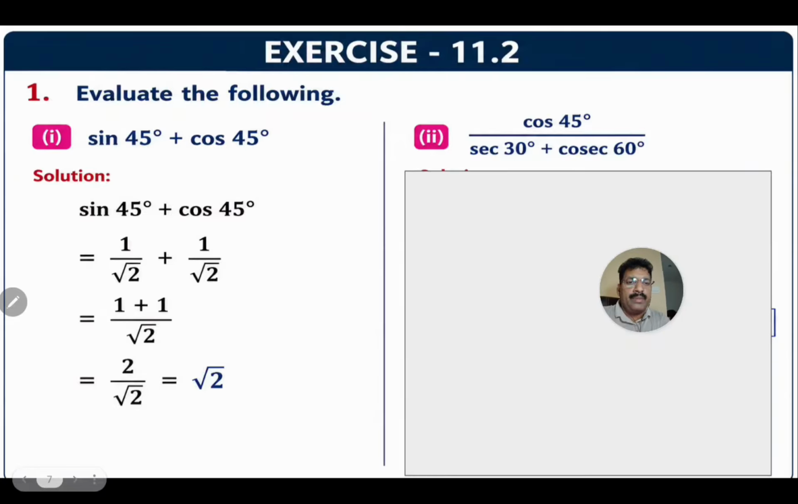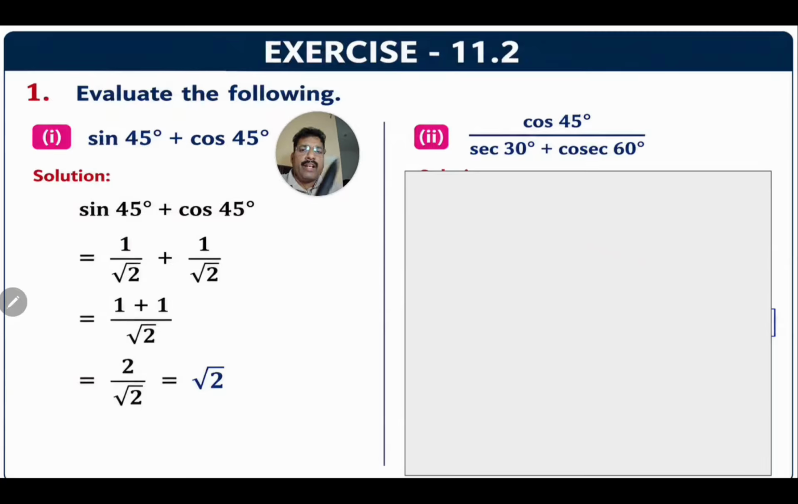The second question, if you observe, is cos 45 degrees divided by secant 30 degrees plus cosecant 60 degrees. Cos 45 degrees value is 1 by root 2. Secant 30 degrees: cos 30 degrees value is root 3 by 2, so secant 30 is 2 by root 3. Cosecant 60: sin and cosecant are reciprocal, sin 60 degrees value is root 3 by 2, so cosecant 60 degrees value is 2 by root 3.